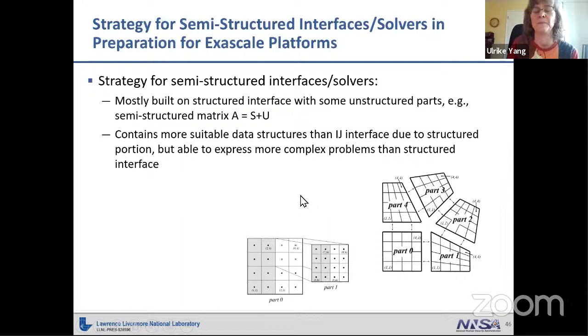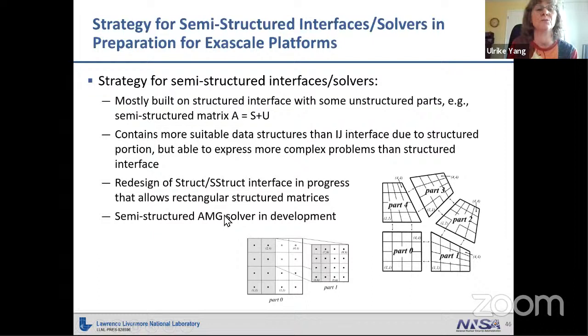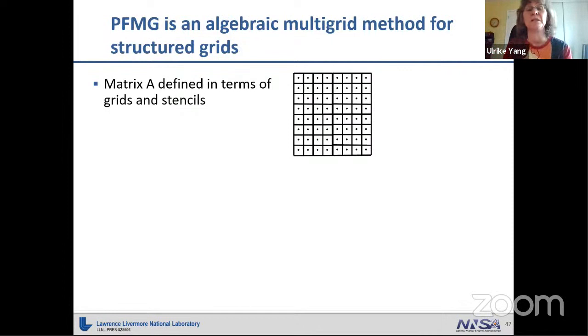We're also working right now on redesigning our semi-structured interface to add rectangular structured matrices. We didn't used to have rectangular matrices in the structured interface. That's obviously important since interpolation and restriction are rectangular matrices, et cetera. And so we are also working on the semi-structured algebraic multigrid solver. Let me go back to PFMG, so you get some idea of what is behind the new semi-structured algebraic multigrid.